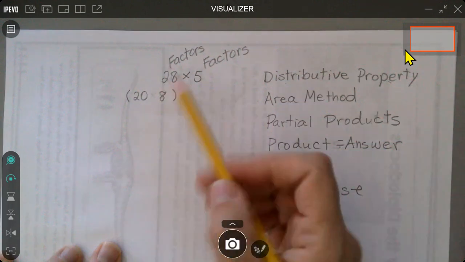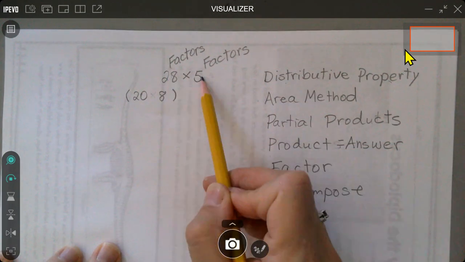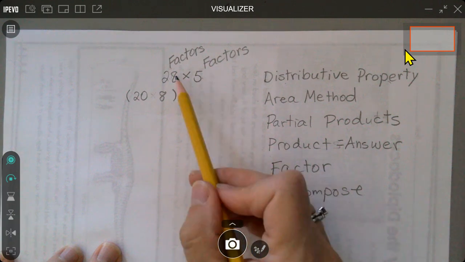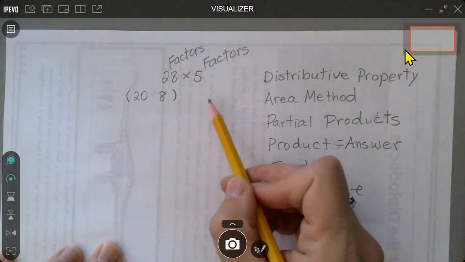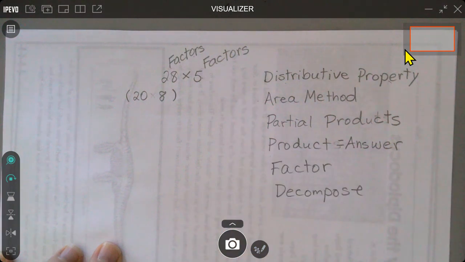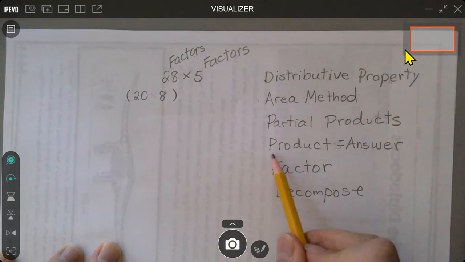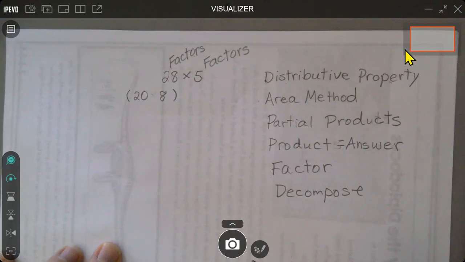Now, first off, we're going to start with this problem, 28 times 5. 28 is a factor and 5 is a factor. They are the factors in this problem. We are trying to get the product. The product is an answer in a multiplication problem.